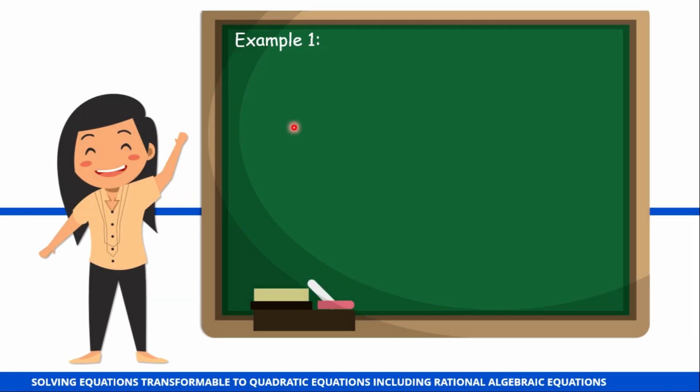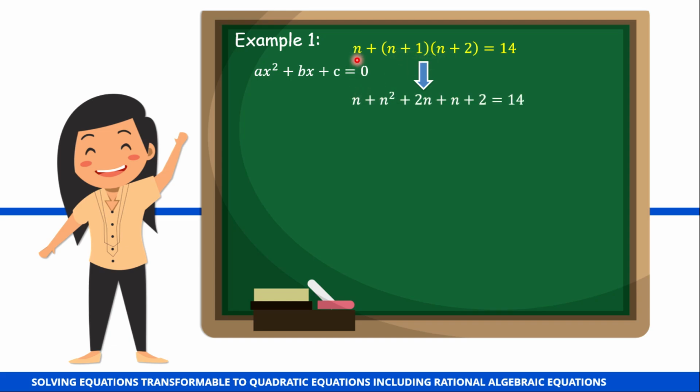Let's have our first example. We have n plus quantity n plus 1 times quantity n plus 2 is equal to 14. Kailangan gawin muna natin itong standard form. Ang standard form ng ating quadratic equation ay ax squared plus bx plus c is equal to 0. Ang una natin kailangan gawin ay i-multiply ang ating mga binomials.